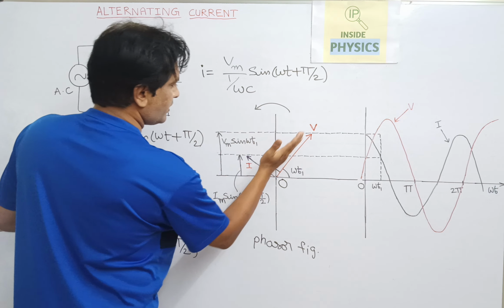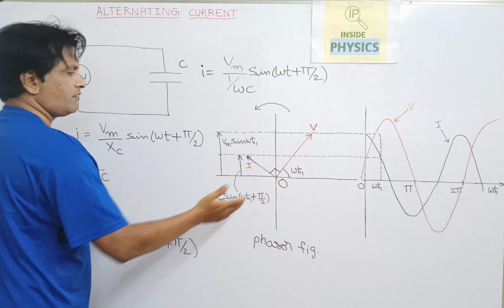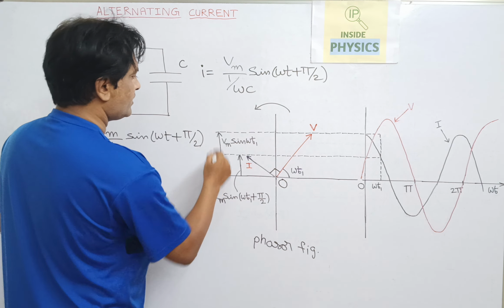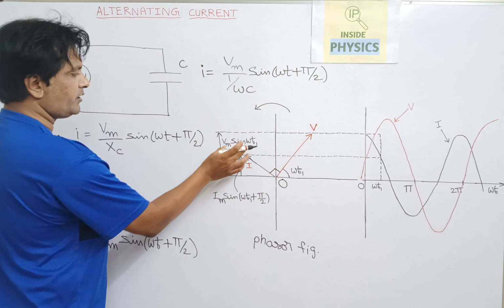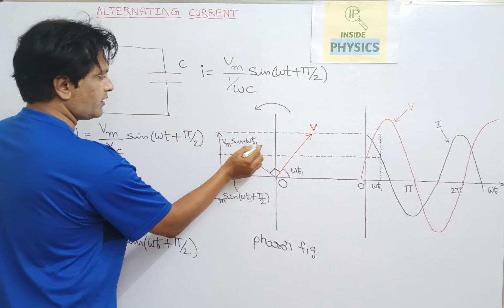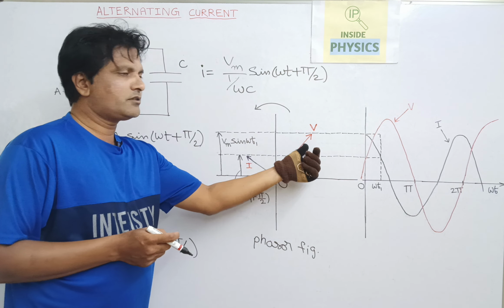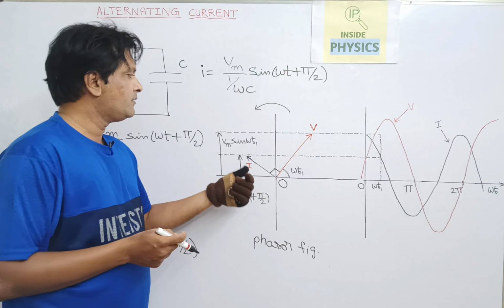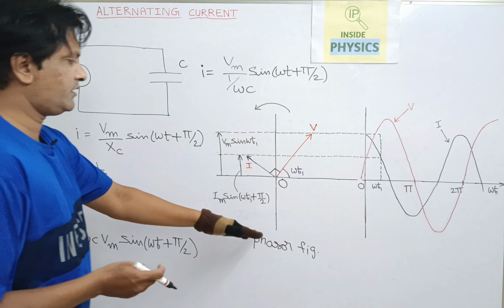Again, if you consider the phasor voltage, the vector V, there is a vertical component and a horizontal component. This is the vertical component, Vm sin omega t1, which gives the instantaneous voltage of this vector at time t1. So this is about the phasor diagram.